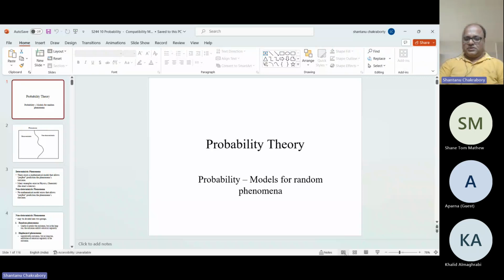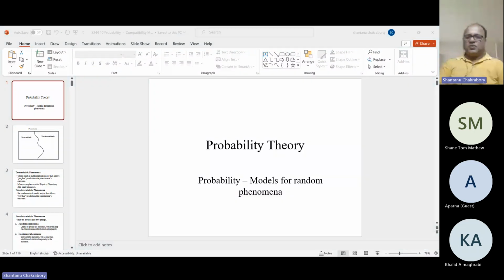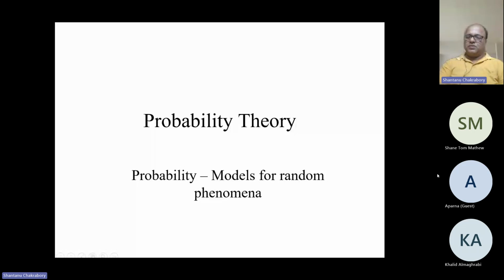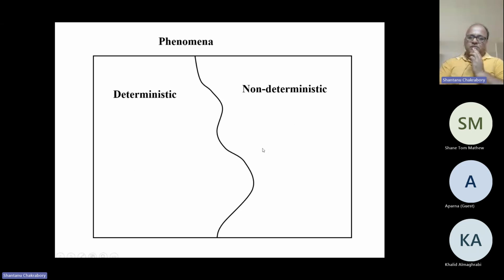So the first and very important part that we do today is probability theory. So let us understand what is probability, and how probability is a very important phenomenon that plays a very important role, right? Basically, there are two different types of phenomena that we have. One is deterministic, and the other one is non-deterministic.